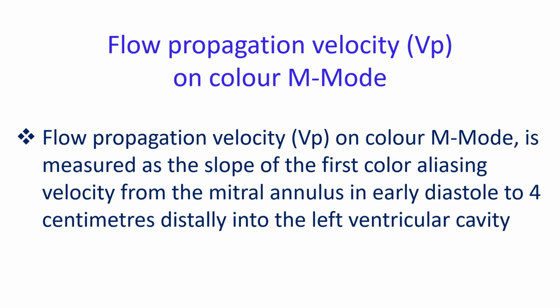Flow propagation velocity Vp on color M mode is measured as the slope of the first color aliasing velocity from the mitral annulus in early diastole to 4 cm distally into the left ventricular cavity.